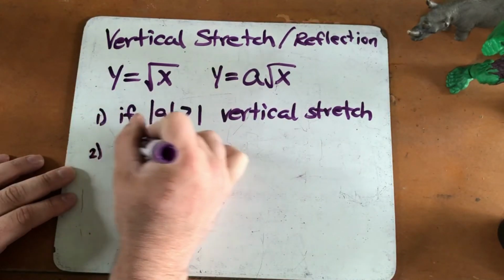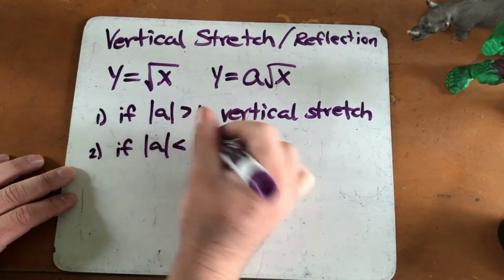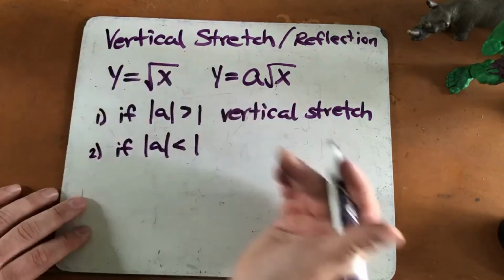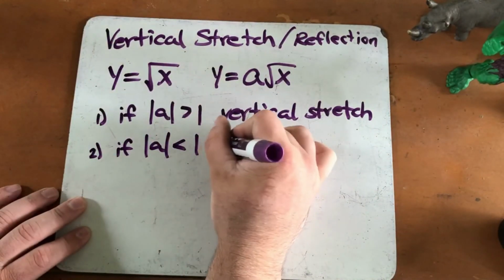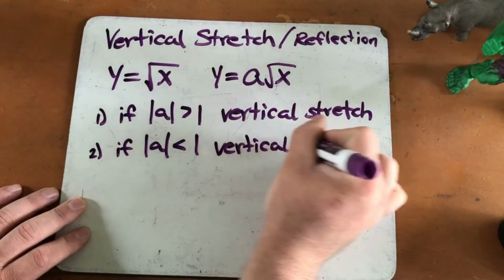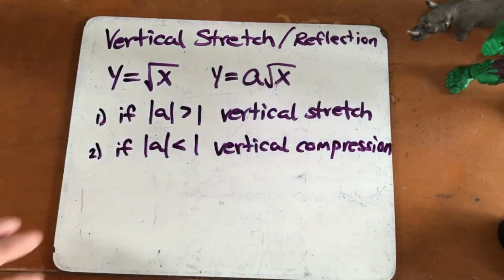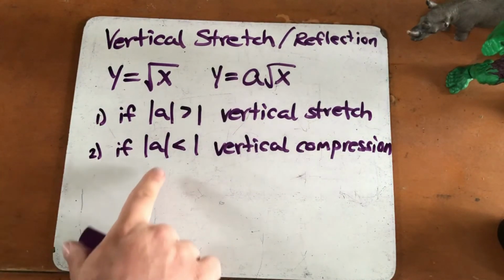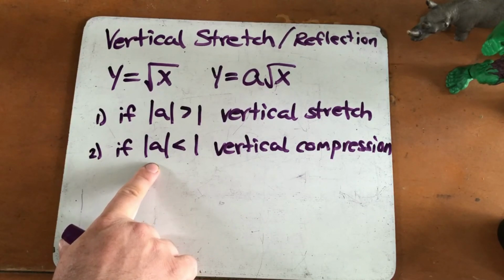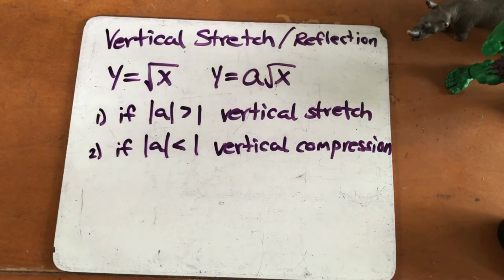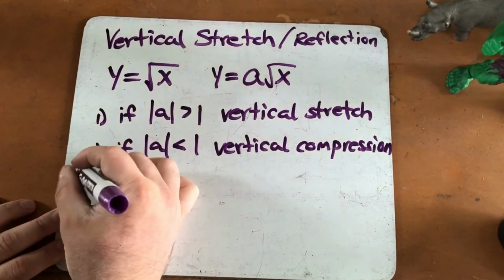All right. If the absolute value of a is less than 1, so in other words, between 0 and 1, I would have a vertical compression. It would squish my graph down. So instead of having, if x is 4, y is 2, if a was something other than 1, it could make that value either be bigger or it can make that value be smaller. And we'll look at examples of that, how it works on Desmos.